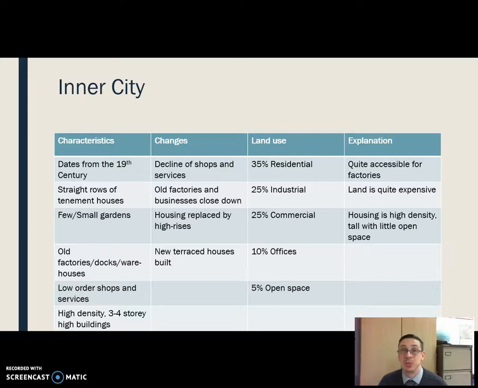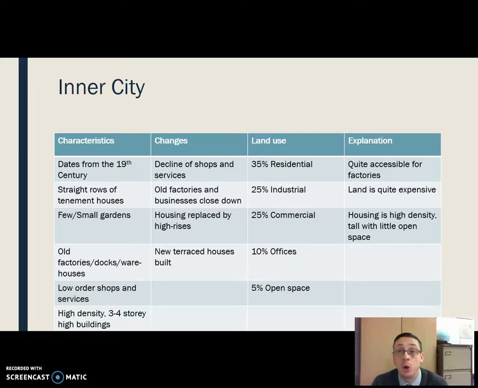And sometimes they either go into real decay, or they get bought up by housing developers and the like, who redevelop them into higher class housing. Now again, as you can see from here, land use, you do have a fair chunk of residential land use. And the reason for this is all those tenements that we talked about that were built there to house workers for the factories. And nowadays, you tend to find you might have some more kind of upper class flats that have been built there for younger professionals.